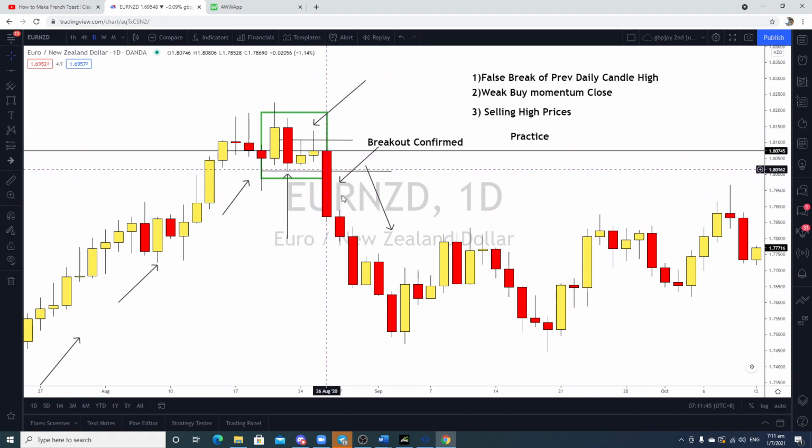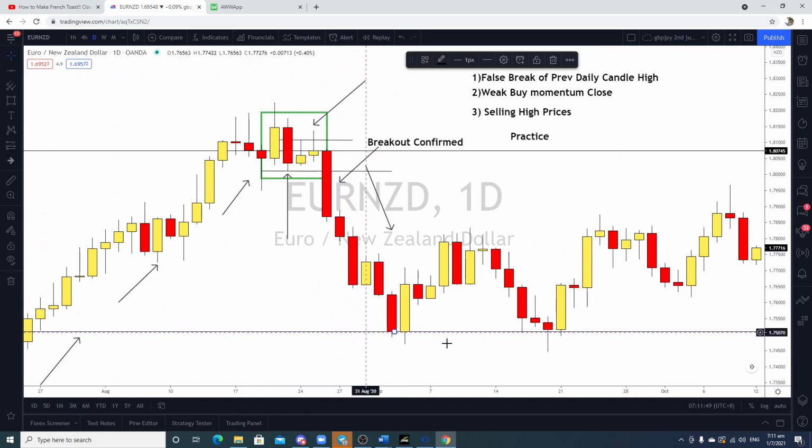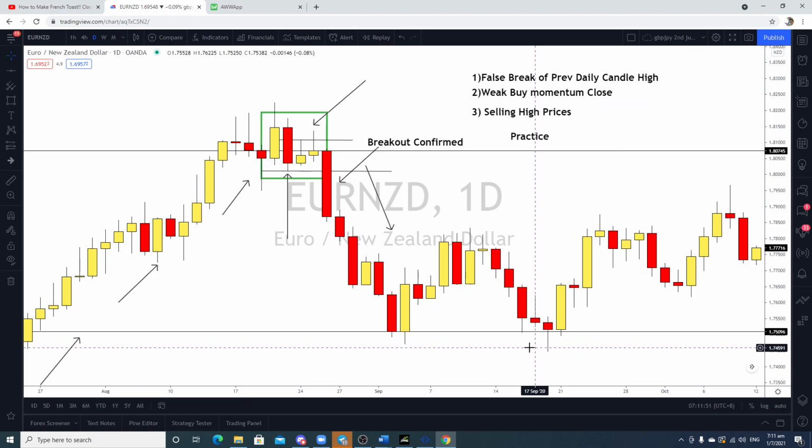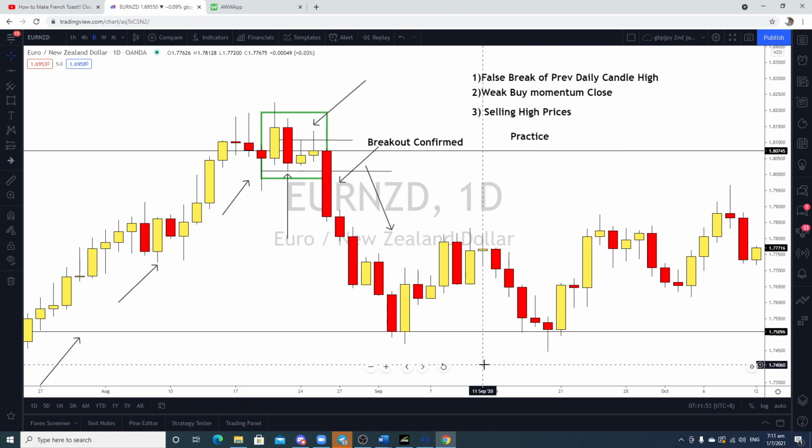1.80745. Eventually price went as low as here, 1.75096. That is around 500 pips. Yeah, around 500 pips, and that's a lot for an inside bar breakout.